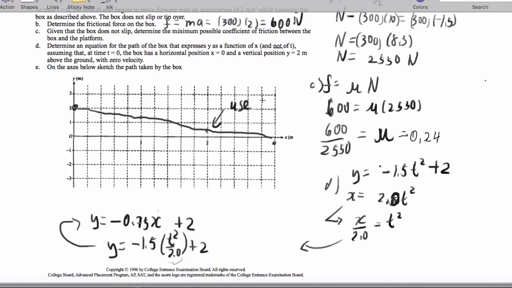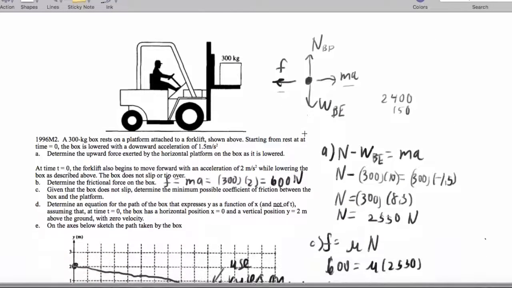Use rulers on test, by the way. So that's the first free response question on your first practice exam.